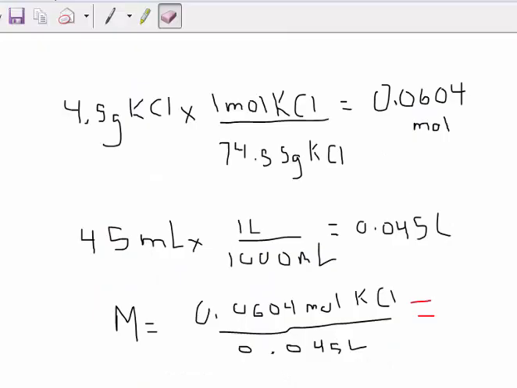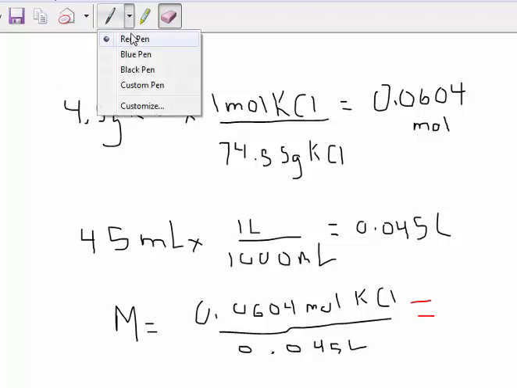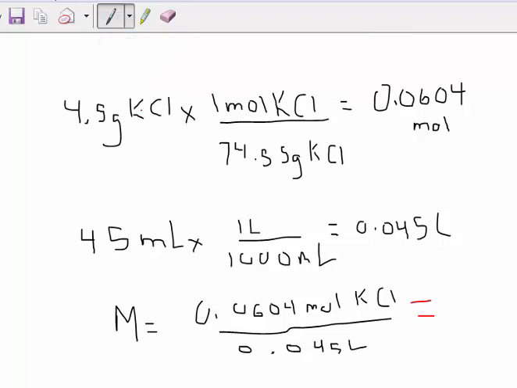So to calculate moles from mass, we take our mass, which is 4.5 grams of potassium chloride, and multiply it by the conversion factor, 1 mole of potassium chloride per 74.55 grams of potassium chloride. Our grams go in the denominator because that's what we want to cancel out.